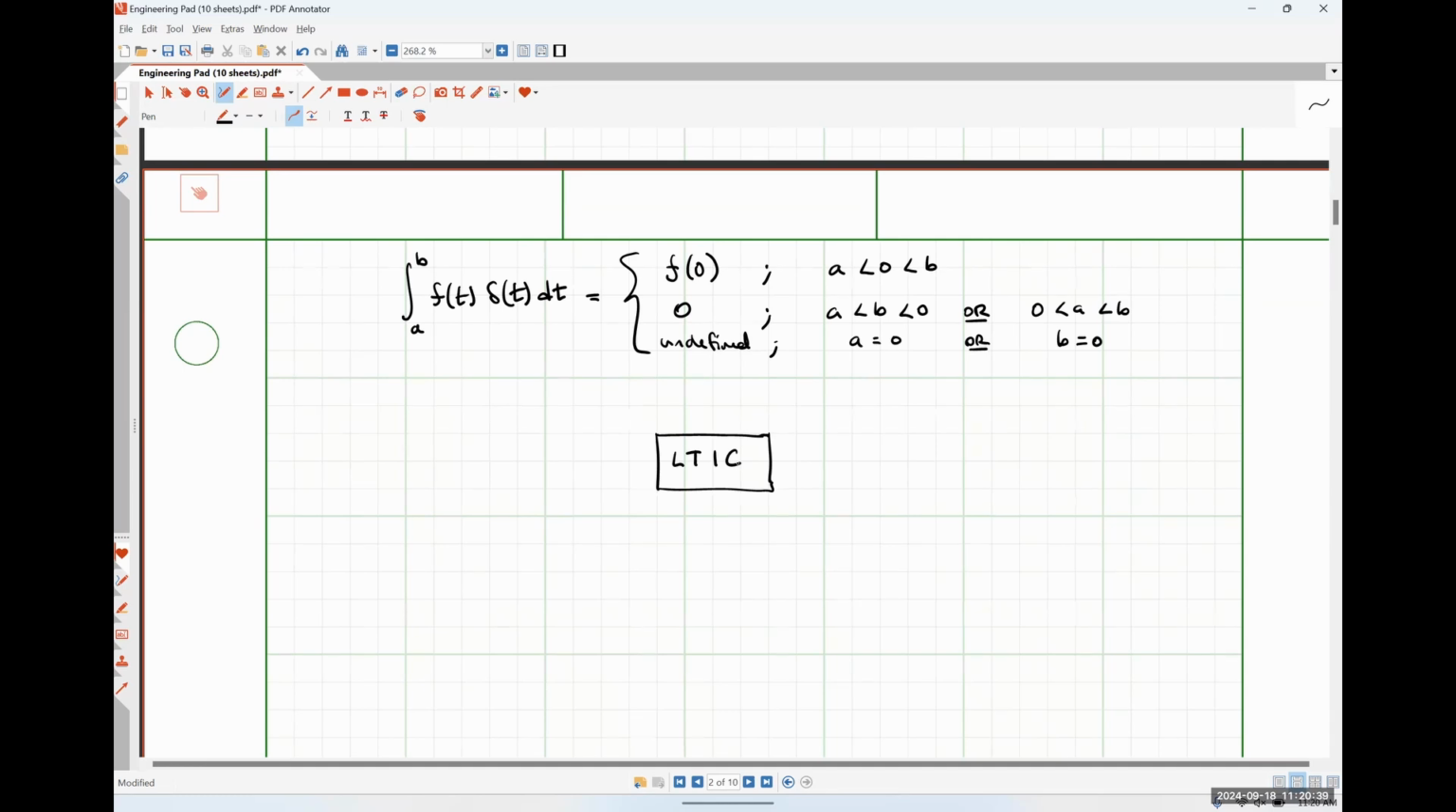If we apply an input of a delta function, we get an output y of t that is h of t, where this h of t is what's known as the impulse response. And this is characteristic of the circuit itself.